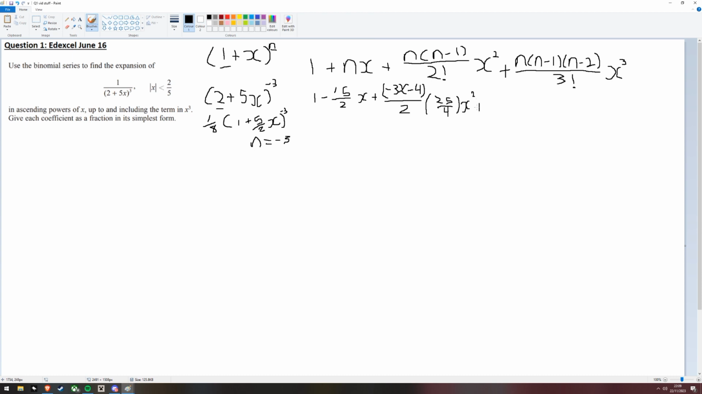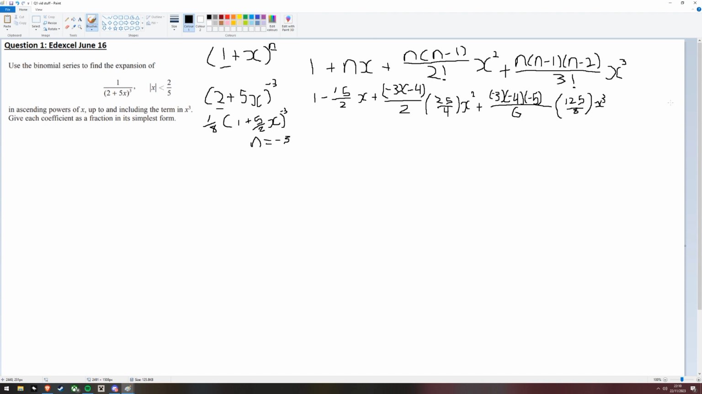Plus minus 3, minus 4, minus 5, all over 6, times by 5 over 2 cubed, so 125 over 8, x cubed.